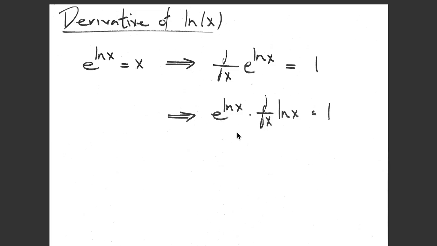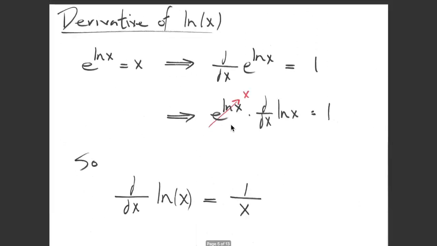Now, e to the natural log of x, of course, is just x. That comes from right here. And so what we're really saying here is x times the derivative of natural log of x equals 1. Well, just bring the x over to the other side by dividing, and you get the formula for the natural log. The derivative of natural log of x is just 1 over x.